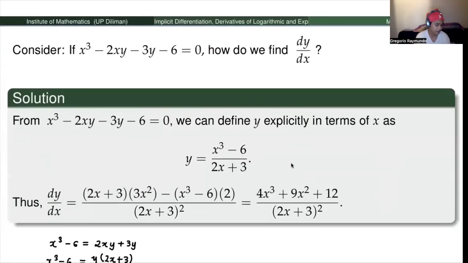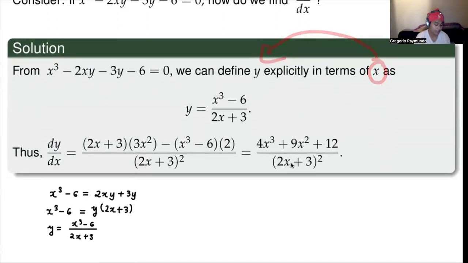So, we have here x cubed minus 2xy minus 3y minus 6 equal to 0. We can define y explicitly in terms of x. So basically, i-isolate natin si y away from x. Paano yun? Lahat ng mga may y dito, lagay natin muna sa right-hand side, lahat ng mga walang y sa left-hand side. Tapos, factor out natin yung y. We get here y multiplied by 2x plus 3.